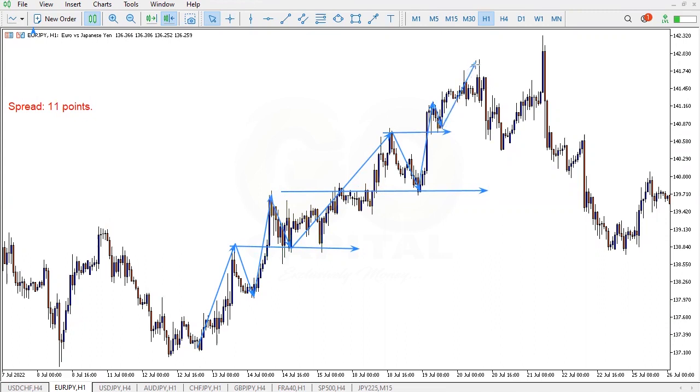Now what do you see? The market came back to create a low that is lower than the previous. Okay, so this tells you something is about to happen. Just wait, don't do anything yet.